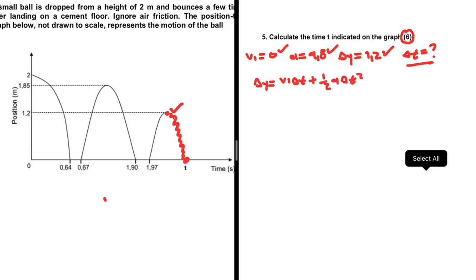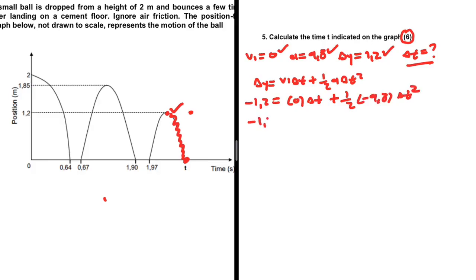We have delta y 1.2 meters downwards, because we're starting from maximum height until we strike the ground. So we're gonna have minus 1.2. Vi is 0, maximum height. Delta t is what we're interested in. Plus I have acceleration, which is minus 9.8, delta t squared. So minus 1.2 is equal to 0 multiplied by delta t, that is 0. So that falls away. I have one half multiplied by minus 9.8, that is minus 4.9 delta t squared.